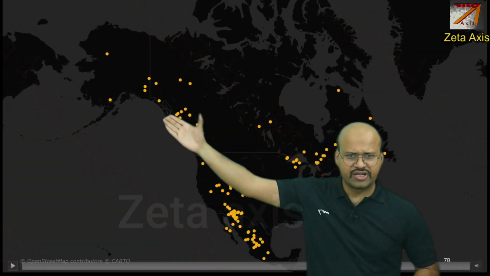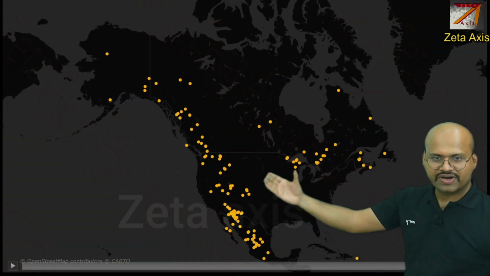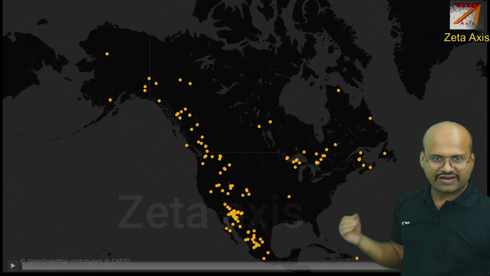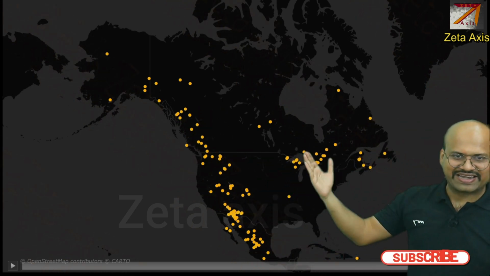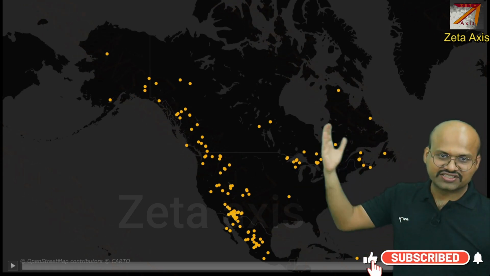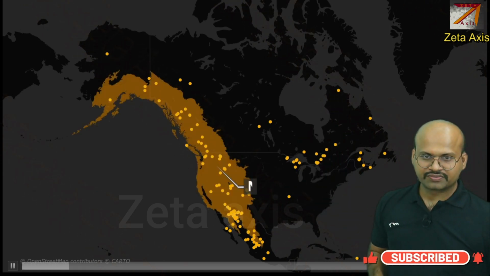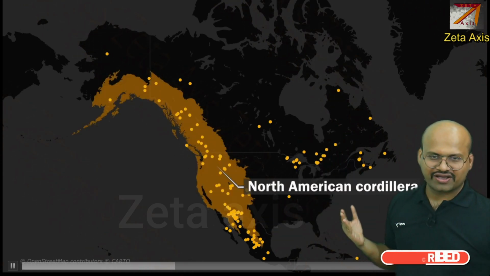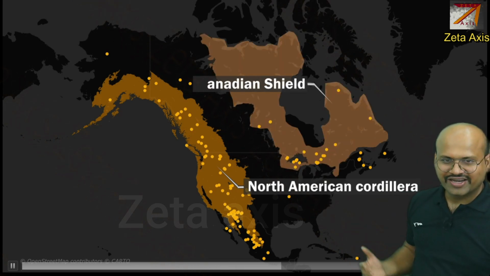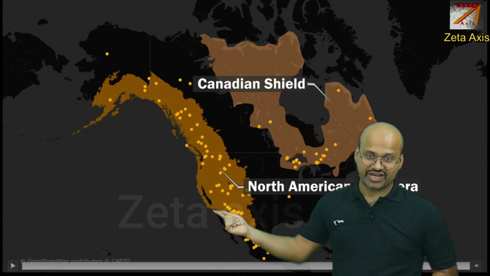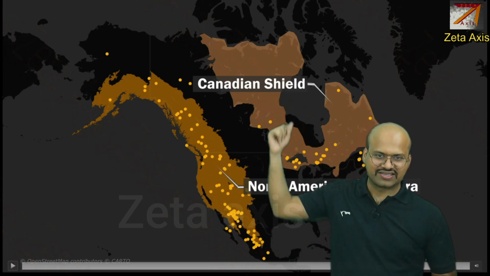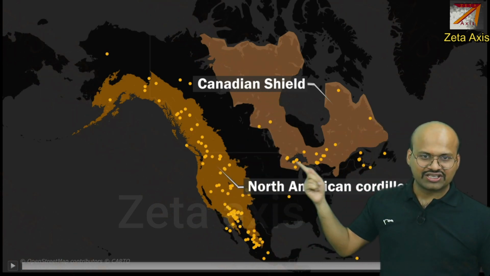Here are the deposits of copper across the North American continent, and we have seen it is on the western side, and then in this Canadian Shield or the Great Lake region we find copper deposits. This is the North American Cordillera. We have discussed it again and again that most of the copper resources as well as other resources are located in the Cordillera region, and here we see in the Canadian Shield, in this lake region, we see copper deposits.